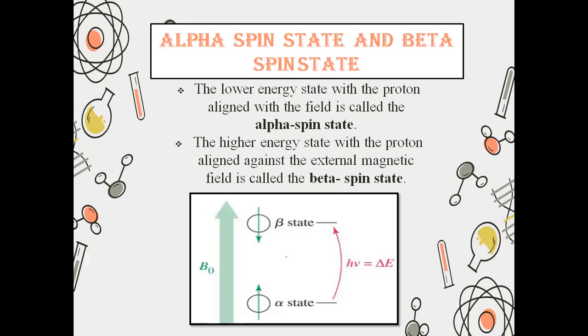Now, alpha spin and beta spin state. In NMR, there are two spin states. The lower energy state with a proton aligned with the field is called alpha spin state. When it hasn't absorbed any energy, it is in alpha spin state. And the higher energy state with the proton aligned against the external magnetic field is called the beta spin state. And it happens when we give some radio frequency to the sample, and the proton will excite and go into its higher energy state, and that will give rise to beta spin state. Then again, when it will de-excite, it will emit radiations, and these radiations are recorded by radio frequency receiver, and after that it will go to the readout system that will form the spectrum.